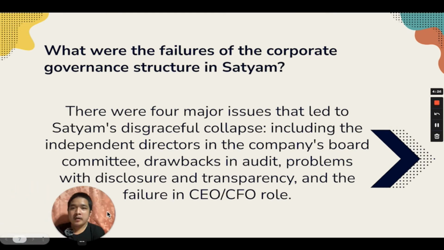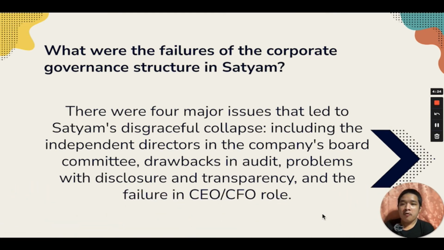What were the failures of the corporate governance structures in Satyam? There were four major issues that led to Satyam's disgraceful collapse, including the independent directors and the company's board committee, auditing, problems with disclosure and transparency, and the failure in the CEO and CFO roles.